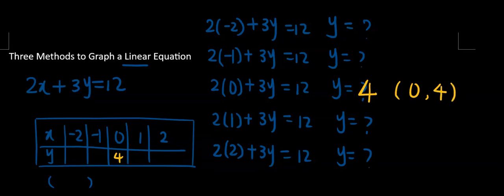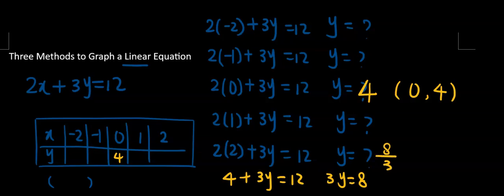Which one would you like to pick next? Okay, I'm looking at this one. Oh, I can pick 2. Let's try 2. So that's 4 plus 3y equals 12. Minus 4 each side. 3y equals 8. Divided by 3. Y is what? 8 over 3. So my next point is x is 2 and y is 8 over 3.